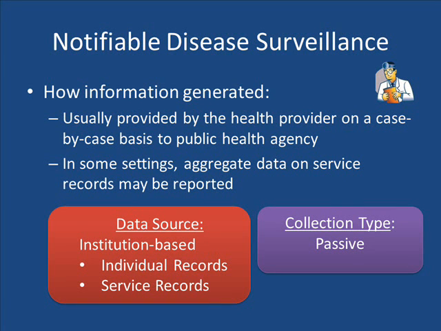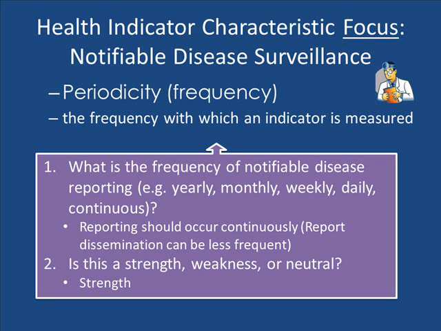Slide 24. How is the information generated by notifiable disease surveillance? The information is usually provided by the health provider on a case-by-case basis to the public health agency. In some settings, aggregate data on service records may be reported. Data sources are individual and service records. Collection type is passive.